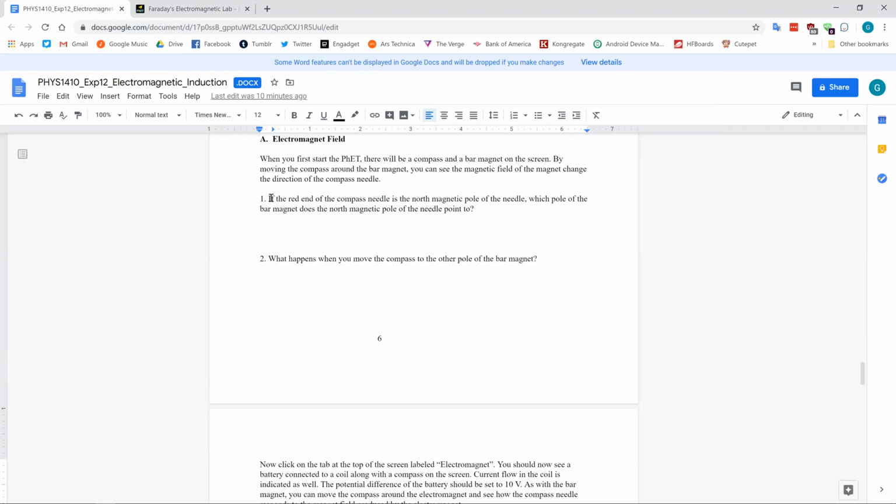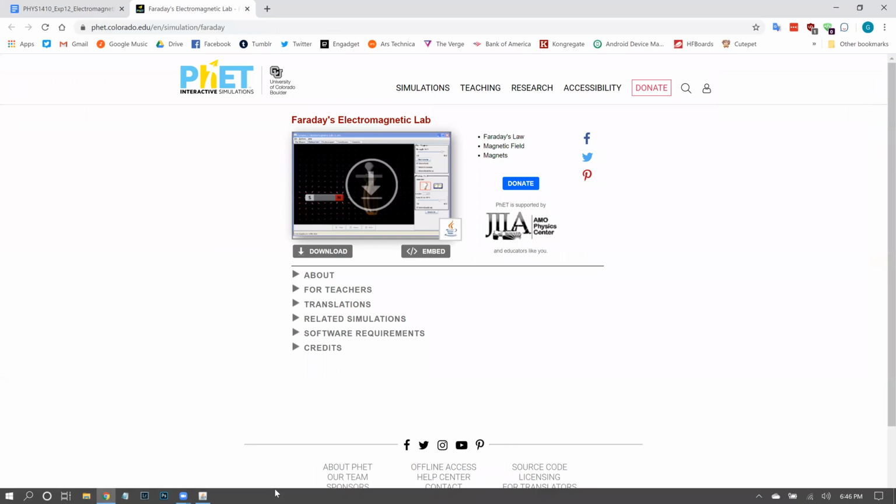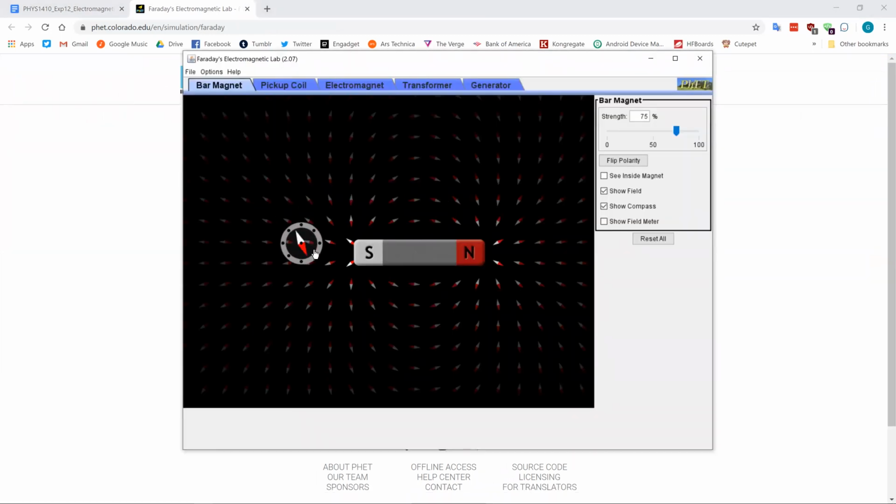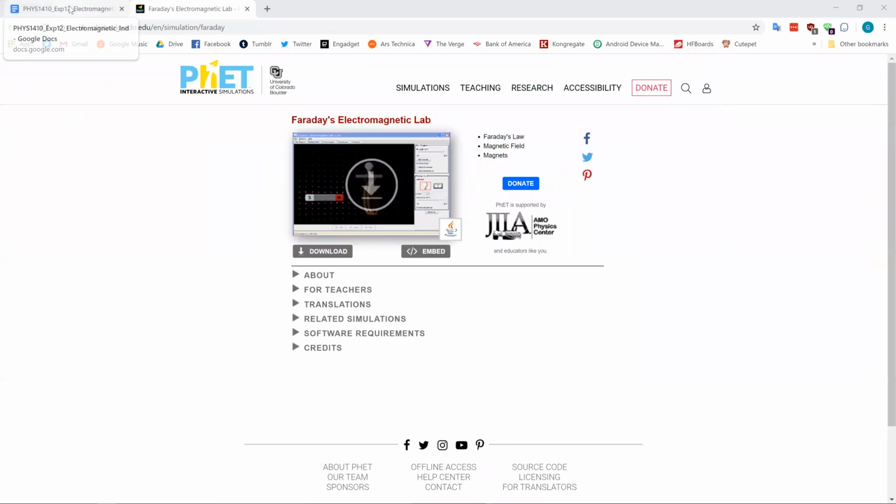So first question: if the red end is attracted to the north, which pole of the bar magnet does the north pole of the needle point to? What they're asking you is which end of the magnet the red end of the compass needle points to, which is pretty obvious.